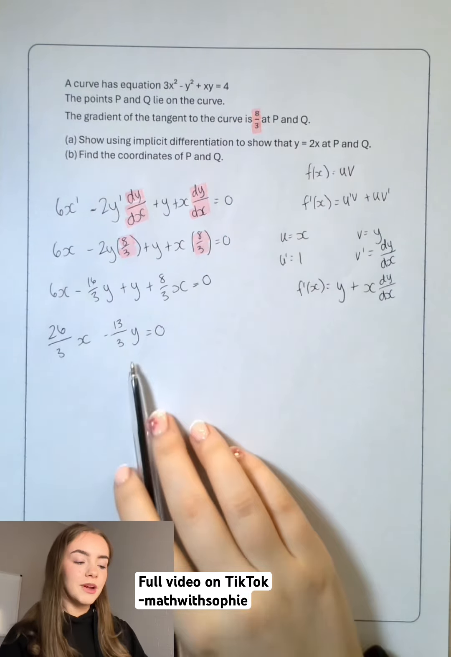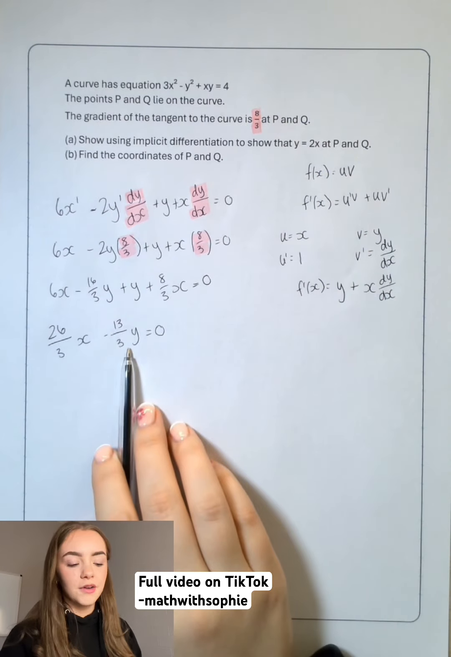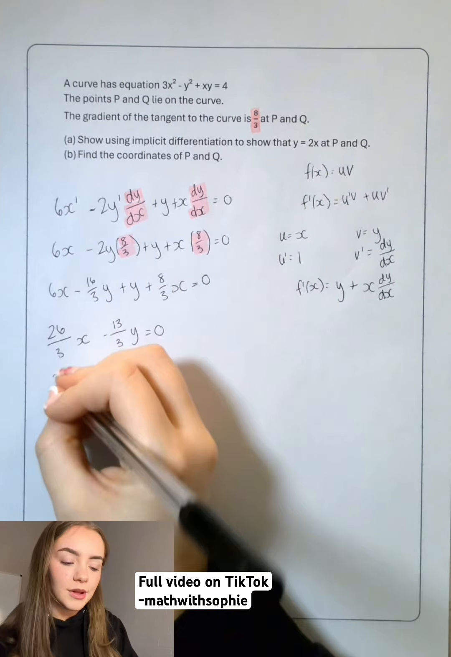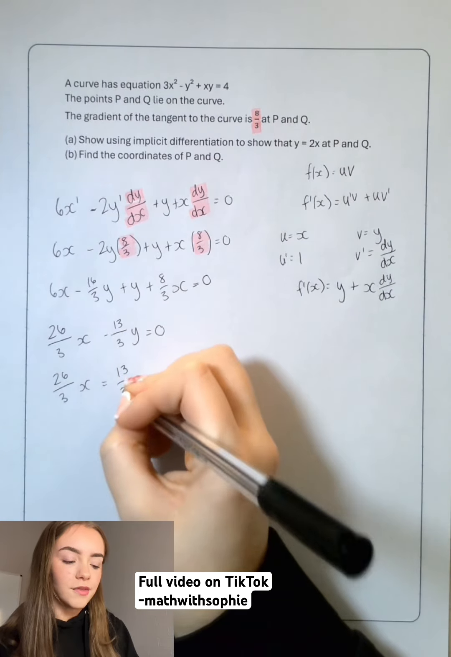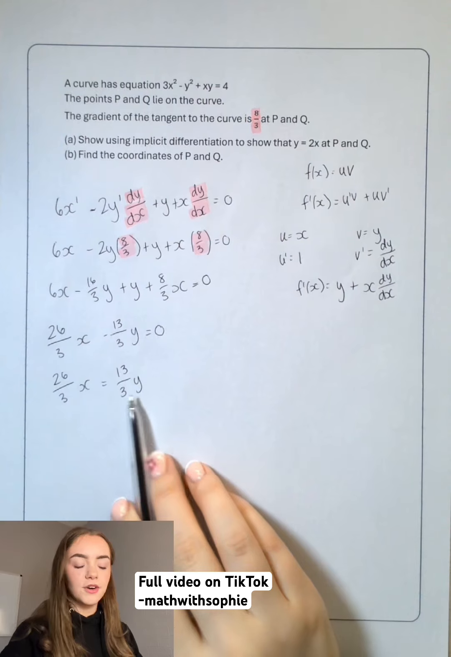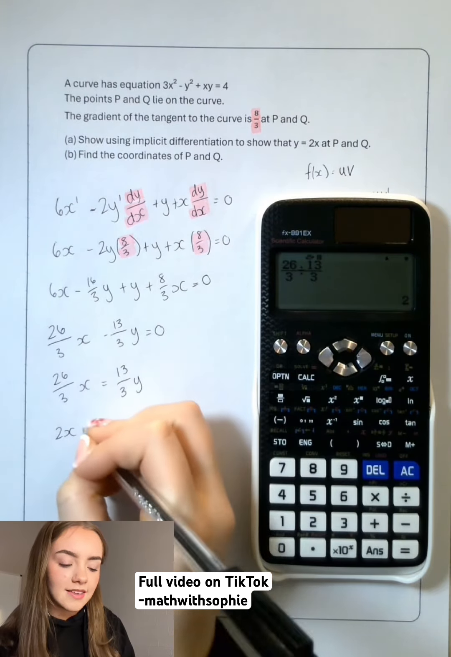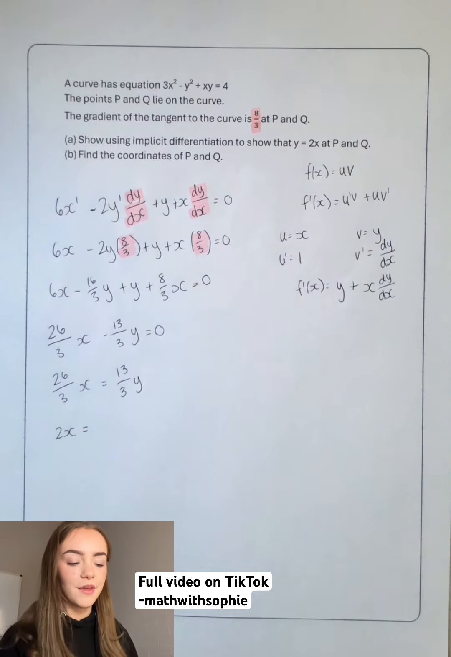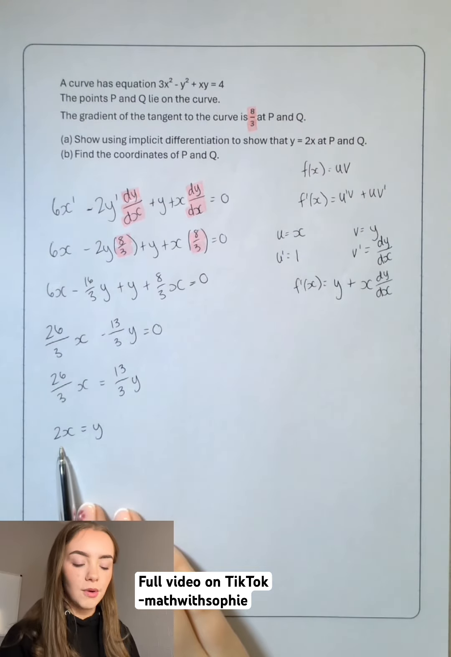From here, we need to rearrange to show that y is equal to 2x. So let's add the 13/3y to both sides. This will give us 26/3x is equal to 13/3y. To get y on its own, let's divide through both sides by 13/3. So this will be 2x is equal to 13/3 divided by 13/3 will cancel out, leaving us with y. Therefore, y is equal to 2x.